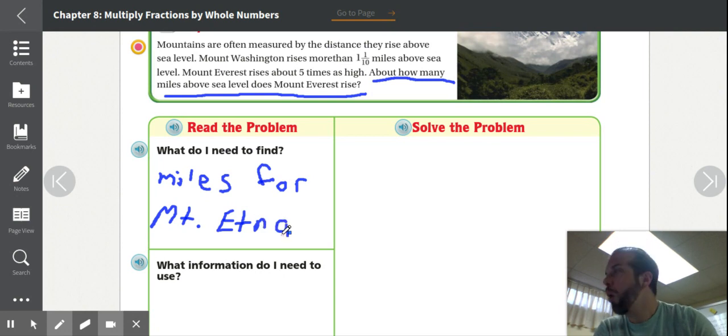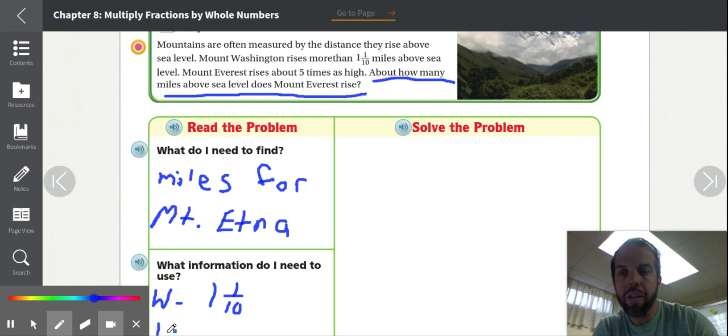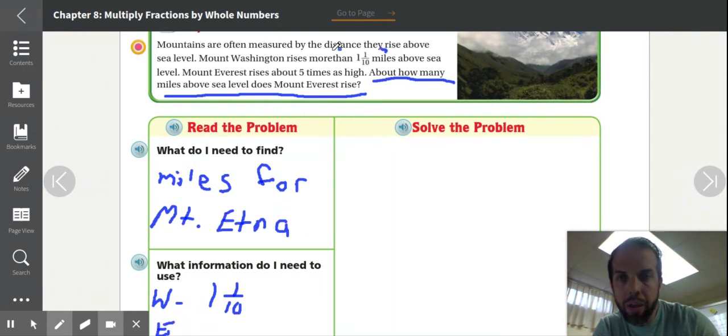Okay. What information do I need to use? Well, we know that Mount Washington, so I can do W for Washington, is going to be 1 1/10. And I know that Etna, it says, because Mount Washington is right here, 1 1/10.